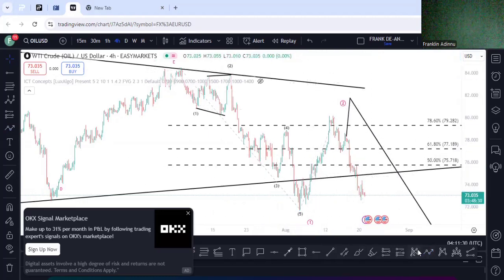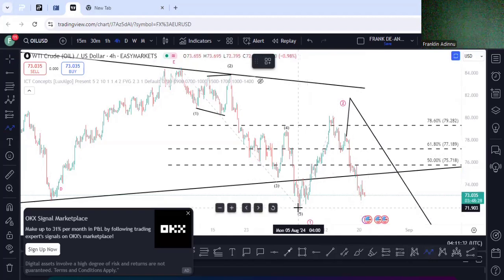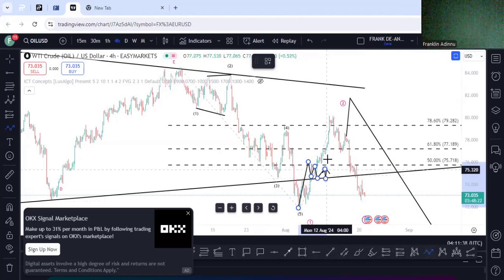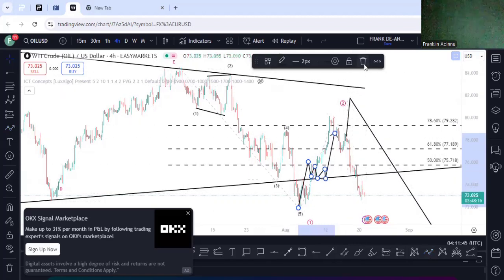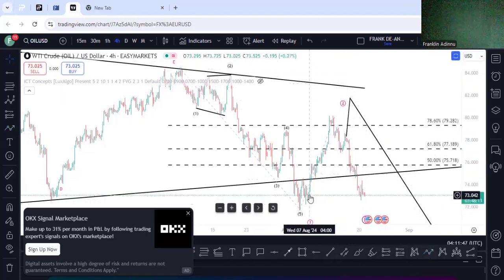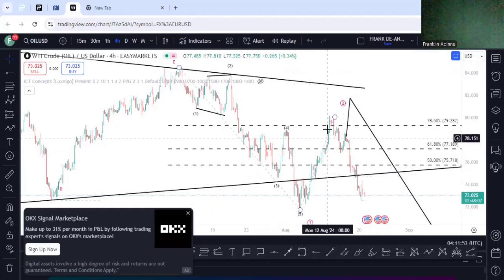Let me show you something. The correction comes here from 5 to here. Then you do some little corrections before it moves up to here. Then I can sell. But the correction is too impulsive. It's too impulsive. It moves so fast and then comes up here.